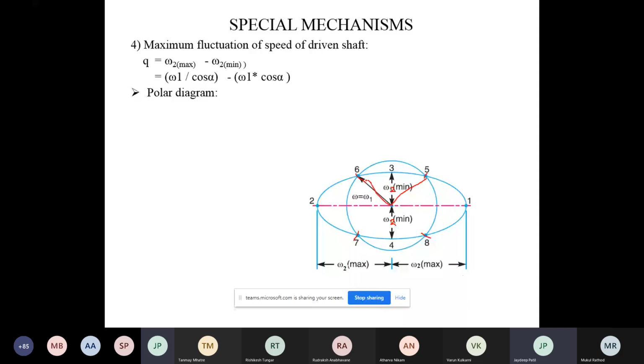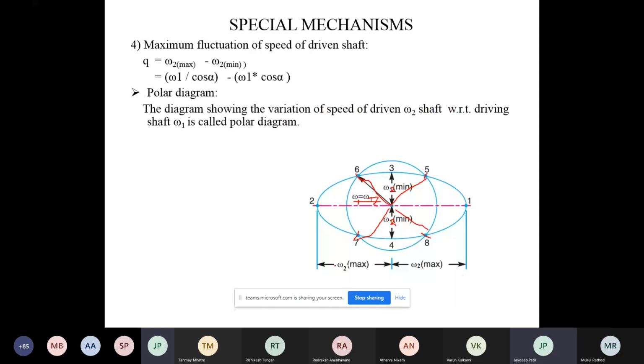Now this one is 90 plus 45. This one, okay, 180 degree plus 45. This one, 270 degree plus 45. Is it right? Now at this angle of rotation theta of the driving shaft, you will get the equal speed of the driving and driven shaft. Omega 1 is equal to omega 2 here. Right, here omega 1 equal to omega 2.